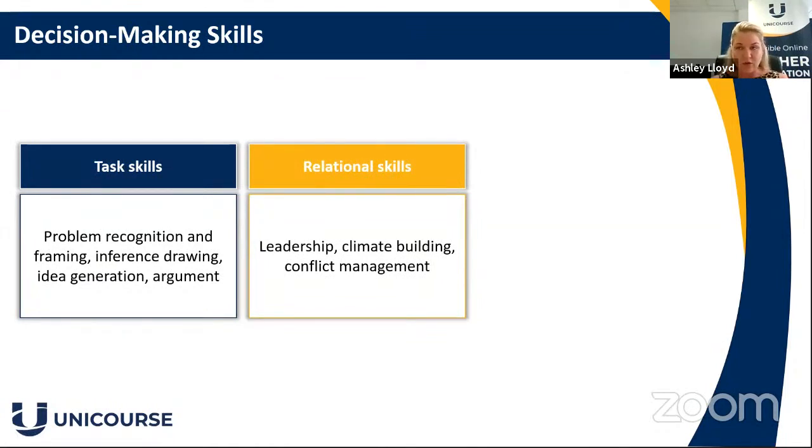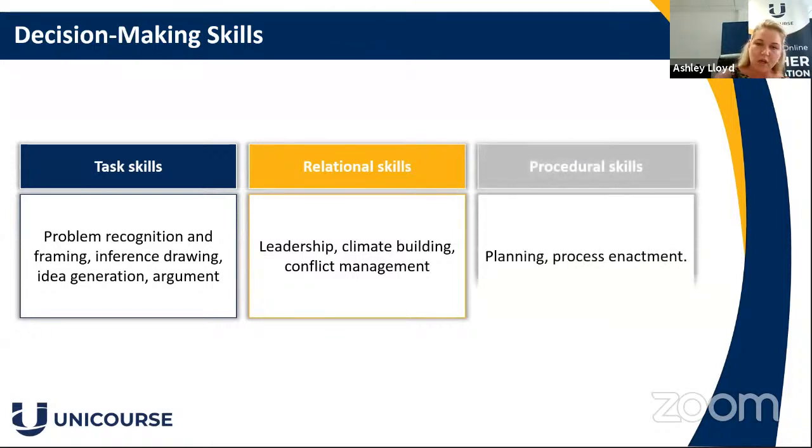relational skills. So this is more about relationship management, not only being a leader who really does attract followers, but also being able to deal with conflict in the team if one person decides that this needs to be solved and another person decides that that needs to be solved. And climate building, so building that trust as well.